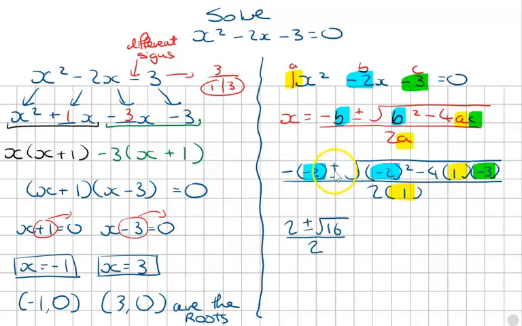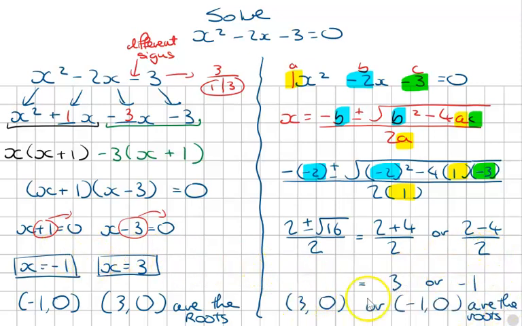So then we simplify. So minus minus 2 is positive 2. And then minus 2 squared is 4. And minus 4 times 1 times minus 3 is 12. And 4 plus 12 is 16, all over 2. So we get 2 plus 4 over 2, or 2 minus 4 over 2. So we get 3 or minus 1, like we did over here. So we get the same roots.